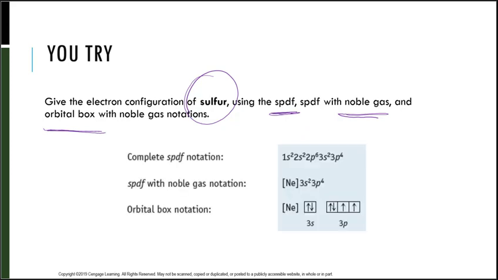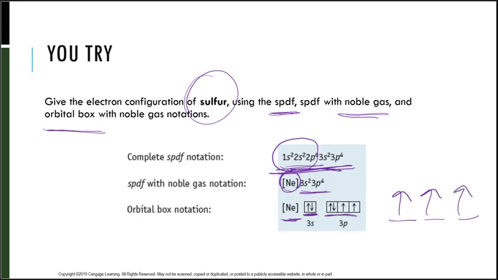How did you do? 1s2, 2s2, 2p6, 3s2, 3p4. The noble gas notation, neon, is all of my inner electrons, and then I ended with 3s2, 3p4. The orbital box notation, if you did the whole thing, great. If you did the neon in brackets and then 3s2 filled and 3p4, remember I would go 1, 2, 3, 4.